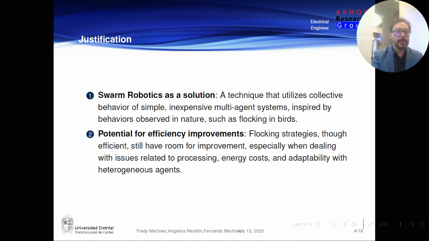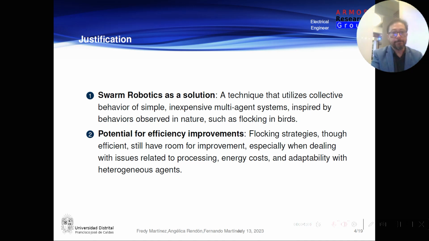Third, swarm robotics is a solution, or at least we want to believe that this is one of the best solutions for this kind of problem. In this case, we want to build an algorithm, but at the same time, we want to propose a simple and cheap scheme with very simple hardware and a very simple algorithm that actually works in real problems.